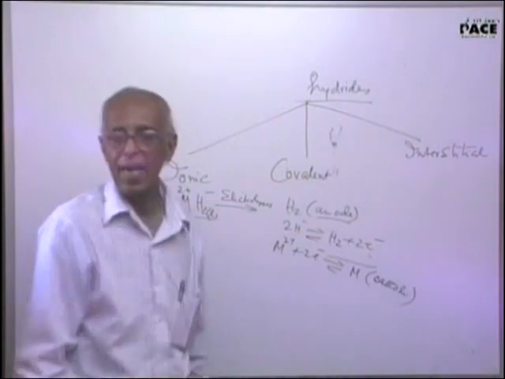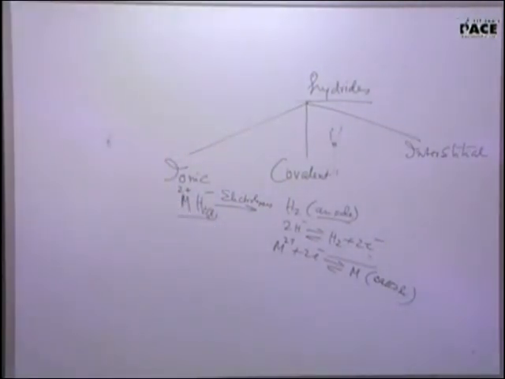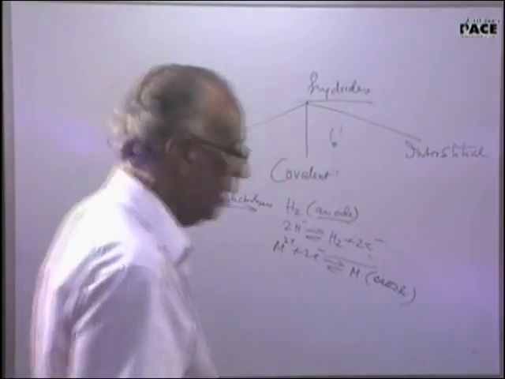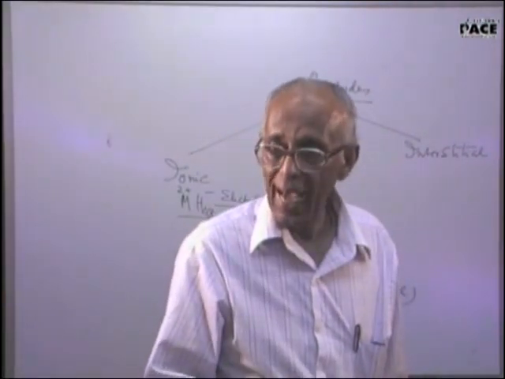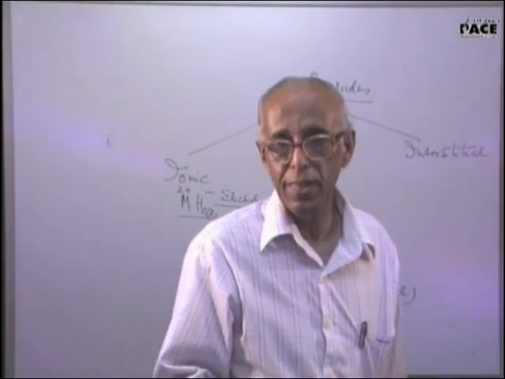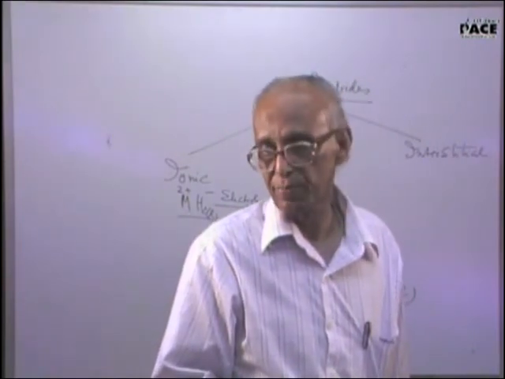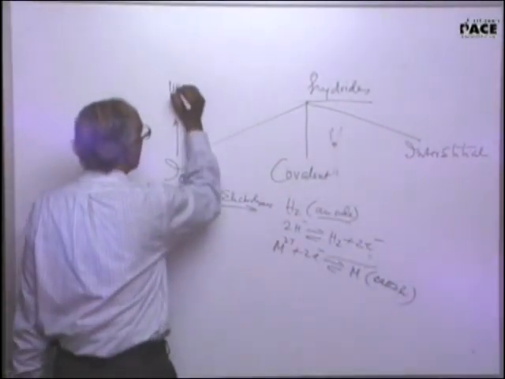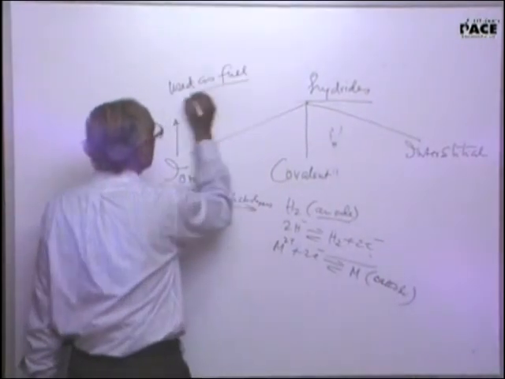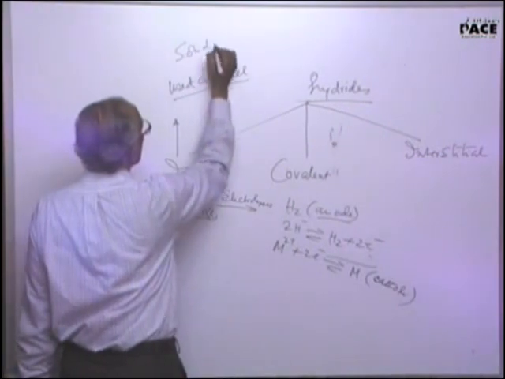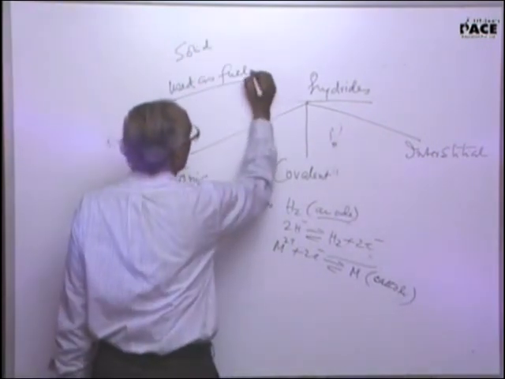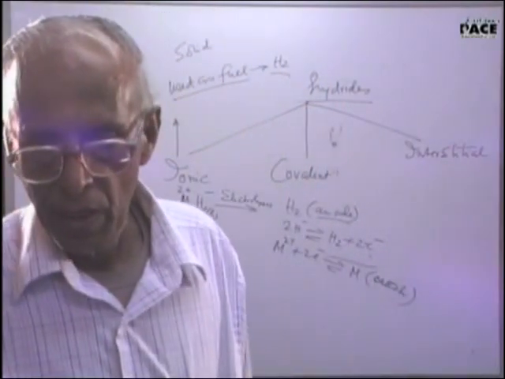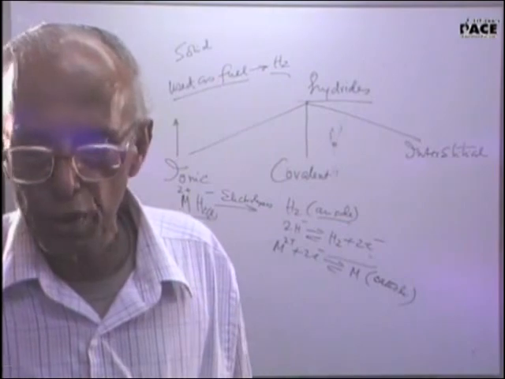So the evolution of hydrogen at the anode indicates, first of all, that it is a conductor in the molten state, so it is ionic in nature. Second, hydrogen is evolved at the anode, not at the cathode. That indicates that hydrogen must be existing in the form of H minus ion. And second, the ionic hydrides are solids. They are used as fuel because they liberate hydrogen, and hydrogen is a fuel.